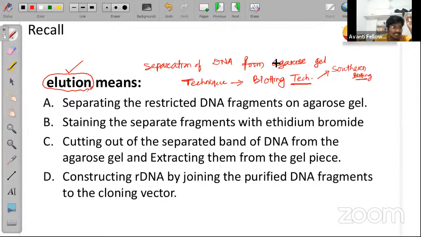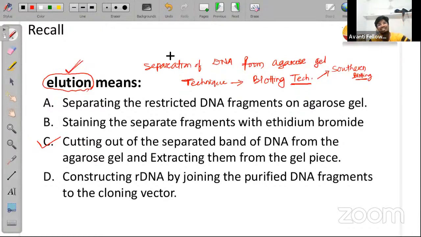Okay. So option C will be the correct one. That is cutting out of the separated band of the DNA from agarose gel. Agarose gel से DNA को निकालने का technique. That process is called as your elution. This process is performed by a technique, and that technique is called as your blotting technique. Is that clear to everyone?